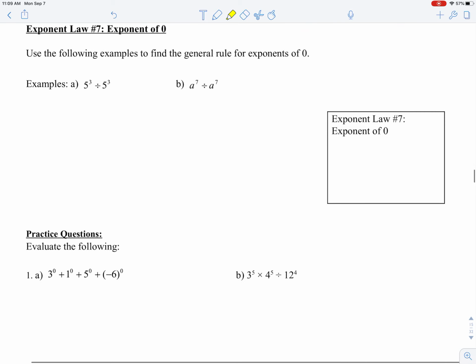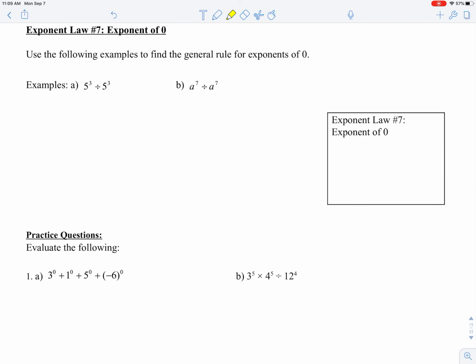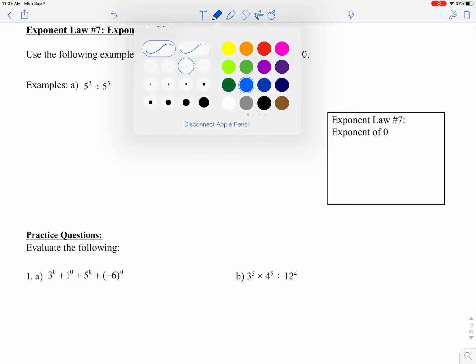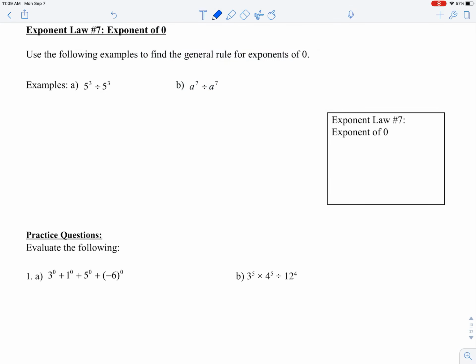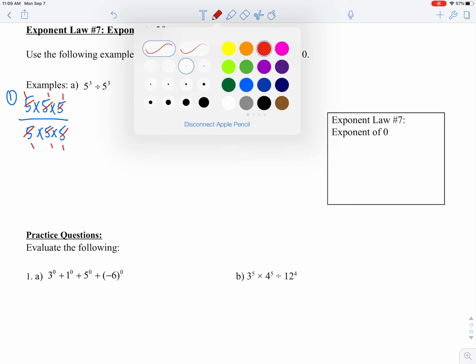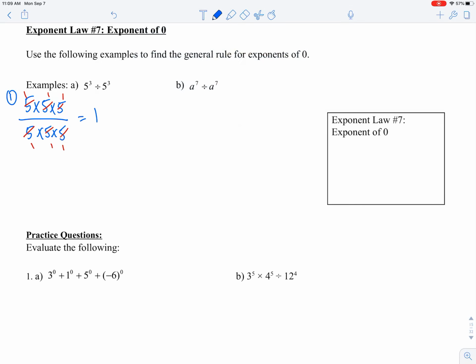Exponent law 7. Use the following examples to find a general rule for exponents of 0. You might know it already, but we're still going to walk through it. So 5 to the 3 divided by 5 to the 3. 2 ways of looking at this. The first way is to do it old school. So if we do it old school, that's the same as 5 times 5 times 5 divided by 5 times 5 times 5. And if I were to cancel, it very nicely, everything cancels to ones, and we're left with just that equals 1.